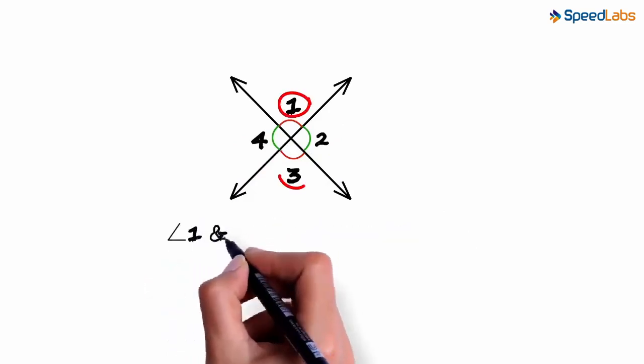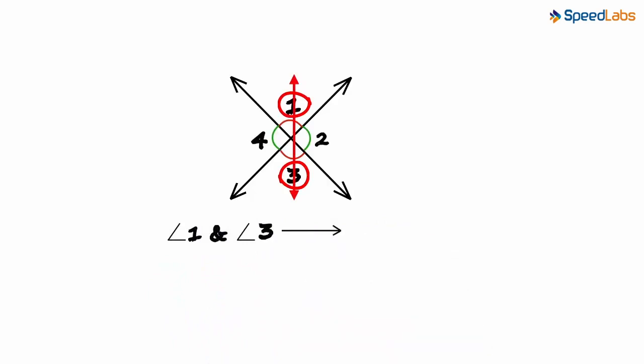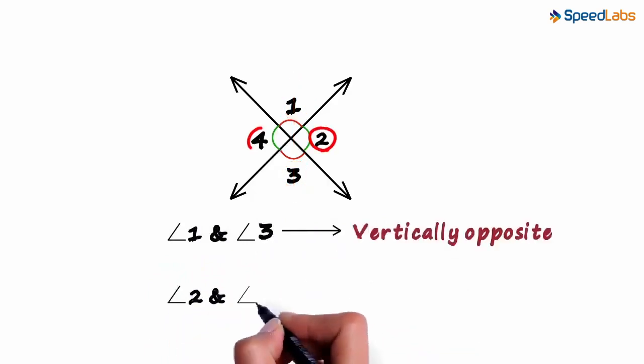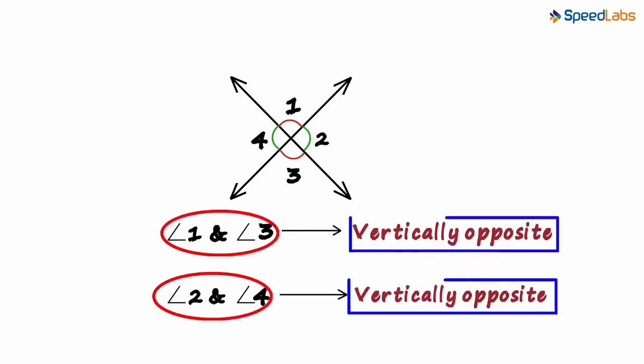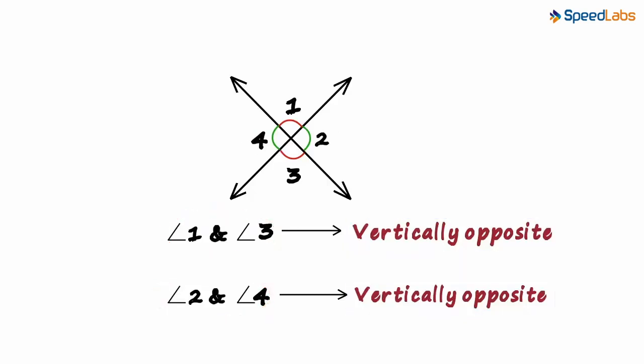So angle 1 and angle 3 are vertically opposite angles. And angle 2 and angle 4 are also called vertically opposite angles. Technically, you would say that 1 and 3 are vertical, whereas 2 and 4 are horizontal. But it doesn't matter how they are placed on the plane. Such angles opposite each other are called vertically opposite angles. And remember, measures of vertically opposite angles are always equal. So angle 1 will equal angle 3 and angle 2 would equal angle 4.